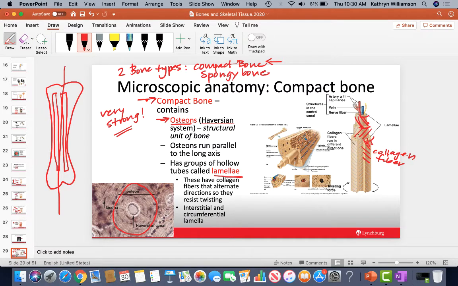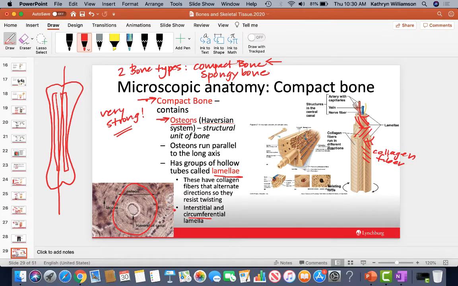And so this provides a lot of strength. And because they're alternating fiber direction, they're going to resist twisting. Also, we have what's called interstitial and circumferential lamella. Lamella that basically create part of an osteon, like if they create a full ring, are going to be circumferential lamella.